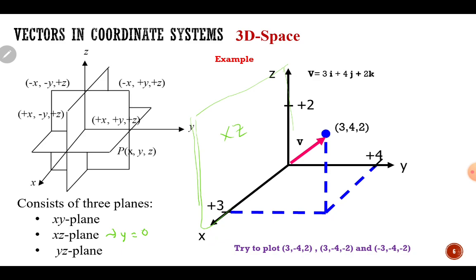Yang ni adalah XY plane kita, bila Z sama dengan kosong. Nampak Z ni kan kat bawah. Yang ni pula Y kita sama dengan kosong. Dan yang terakhir sekali adalah yang ni. Okay, ni kita panggil YZ plane. YZ plane ni bila X kita sama dengan kosong. Bila for all vectors inside this, our X coordinate is 0.